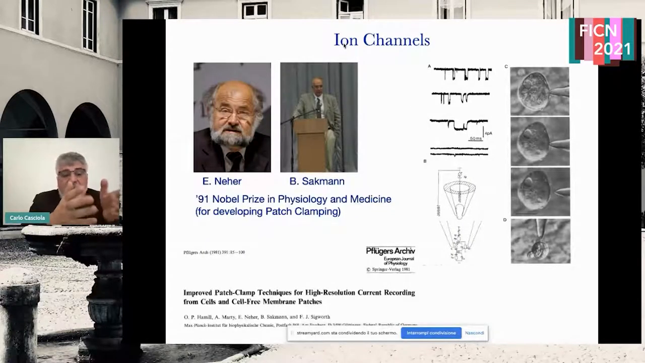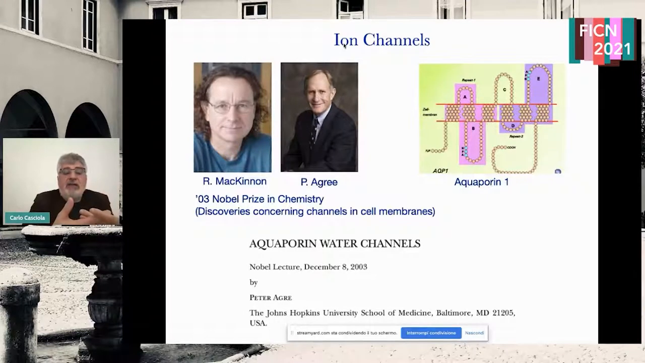Subsequently, in 1991, another Nobel Prize in Physiology and Medicine was awarded to Neher and Sakmann for developing a crucial technique known as patch clamping, which allowed much cleaner results about the currents in the membrane patches of cells, from the cell itself. At the beginning of the new century, another Nobel Prize was awarded to MacKinnon and Agre for discoveries concerning channels in cell membranes, both ionic channels and aquaporins.